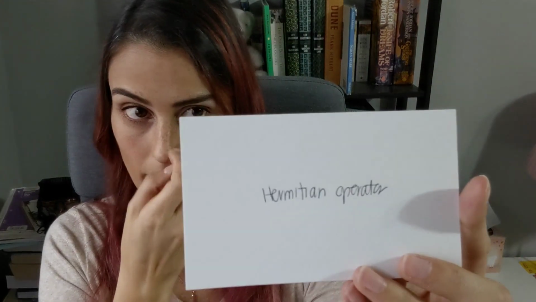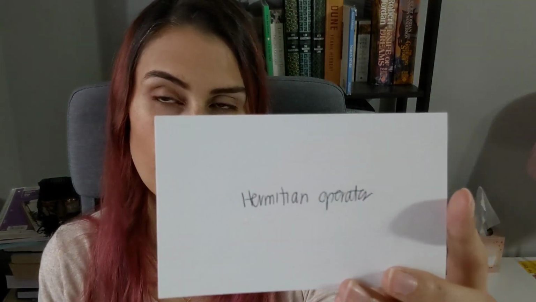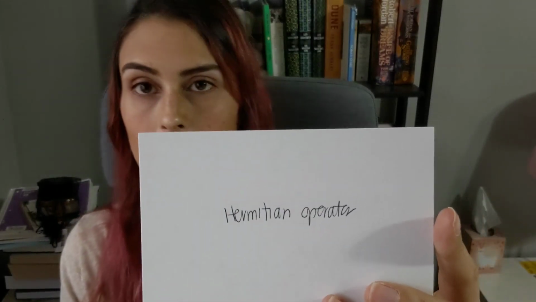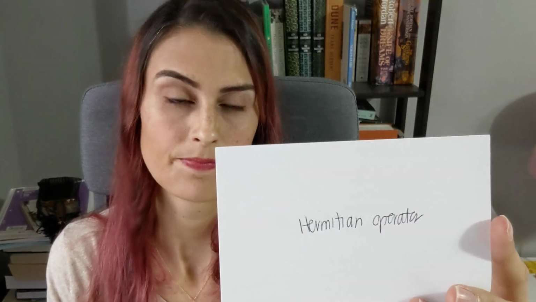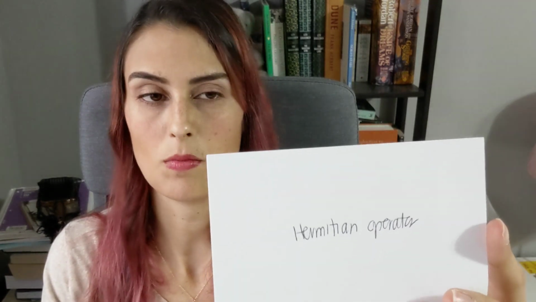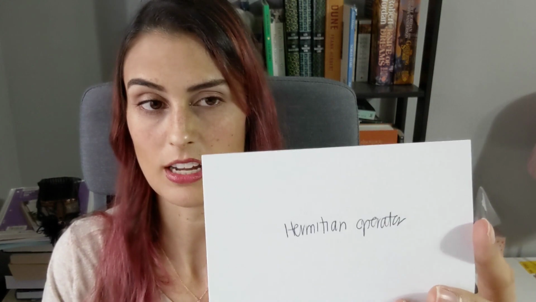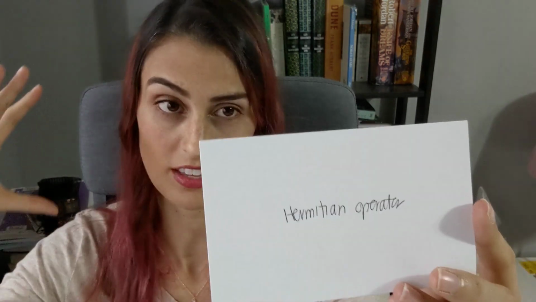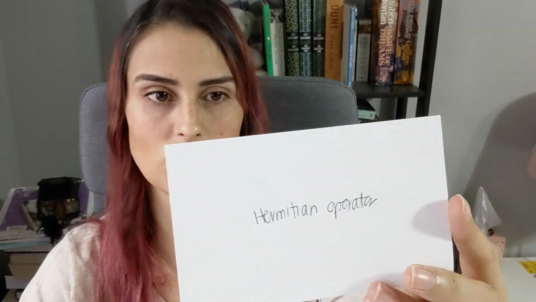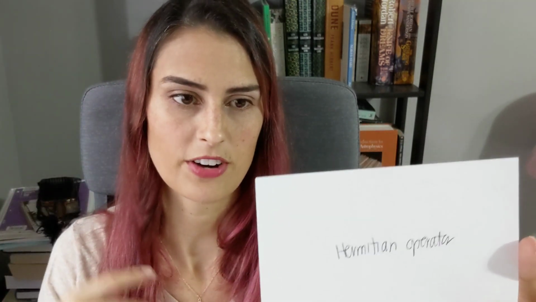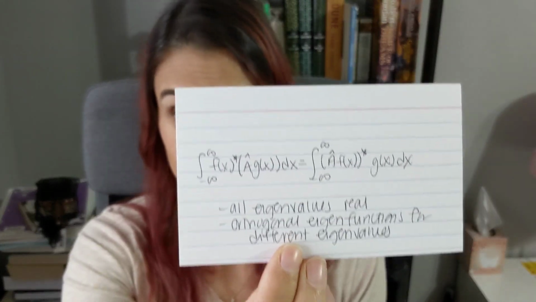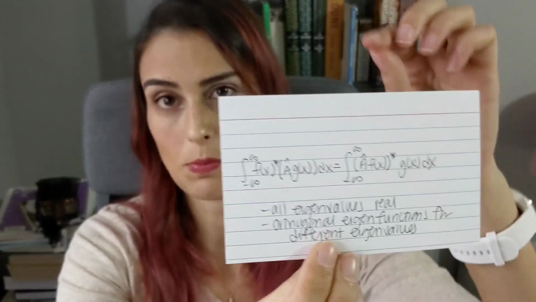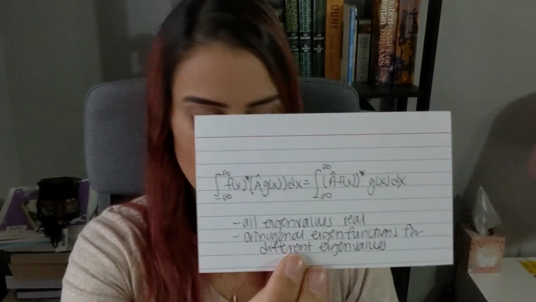A Hermitian operator, so for this, the integral from negative infinity to infinity of the complex conjugate of f of x times A hat g of x is equal to the integral from negative infinity to infinity of the complex conjugate of the A hat f of x times g of x. All the eigenvalues are real, and for different eigenvalues, they're all orthogonal eigenfunctions. That's the definition of a Hermitian operator. And we saw this before in bracket notation. This is just the functional notation.